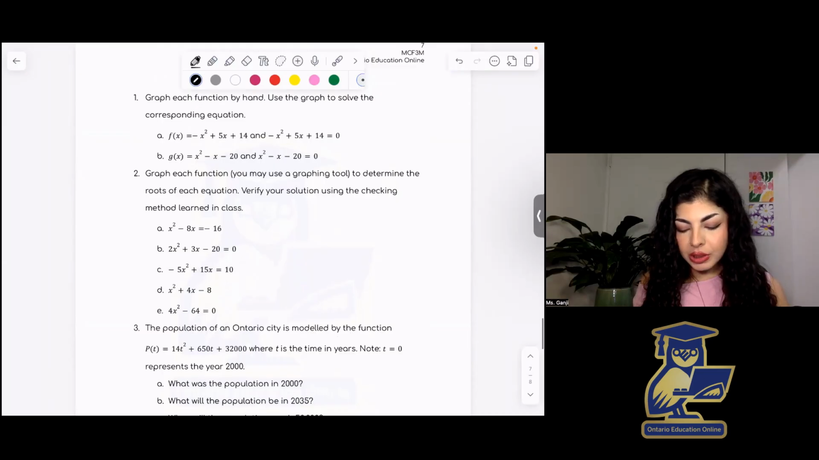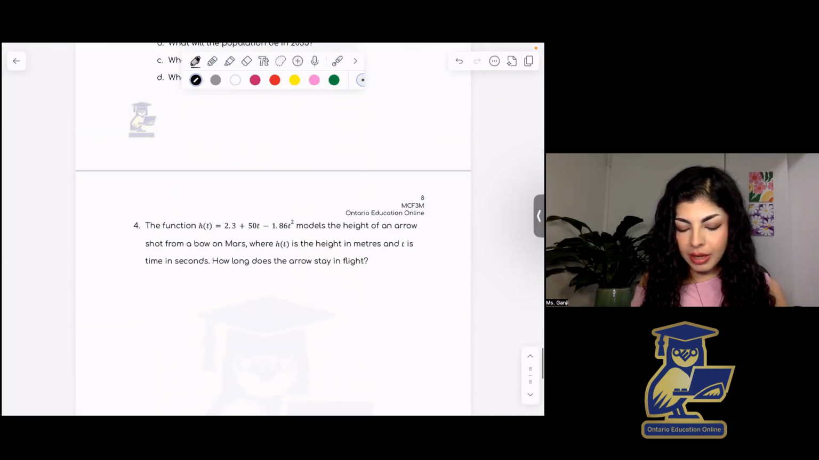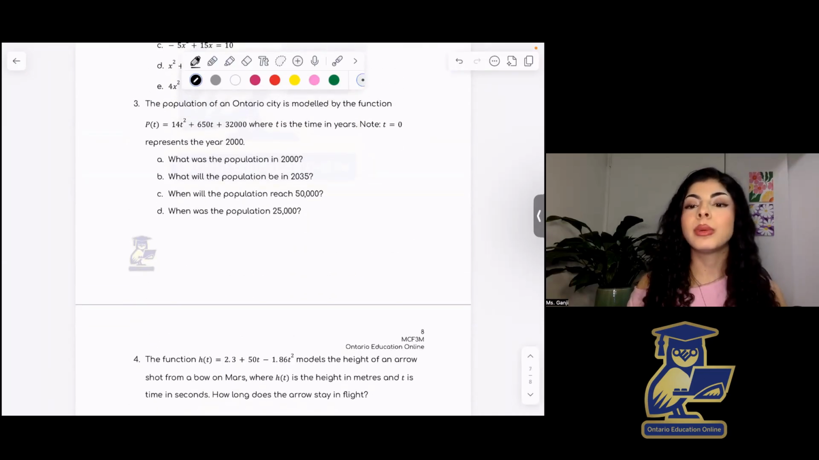So for today's practice, I have some point of intersection problems as well as some of the word problems similar to the styles we worked on today, so population and height. So please practice those while they're fresh in your mind.